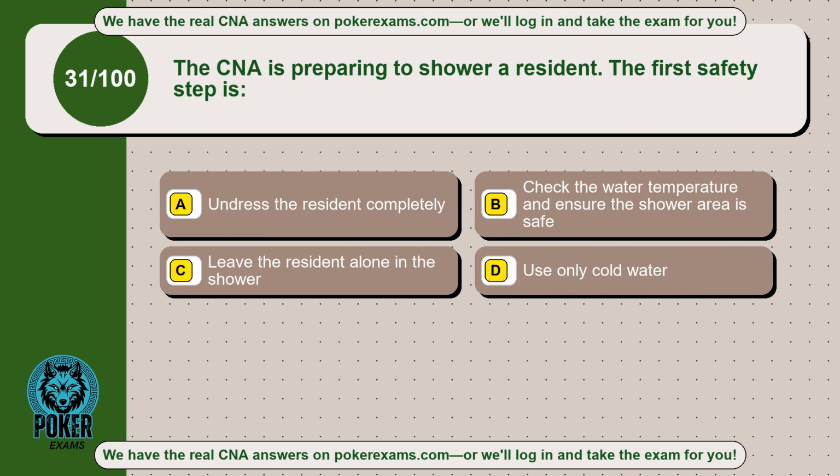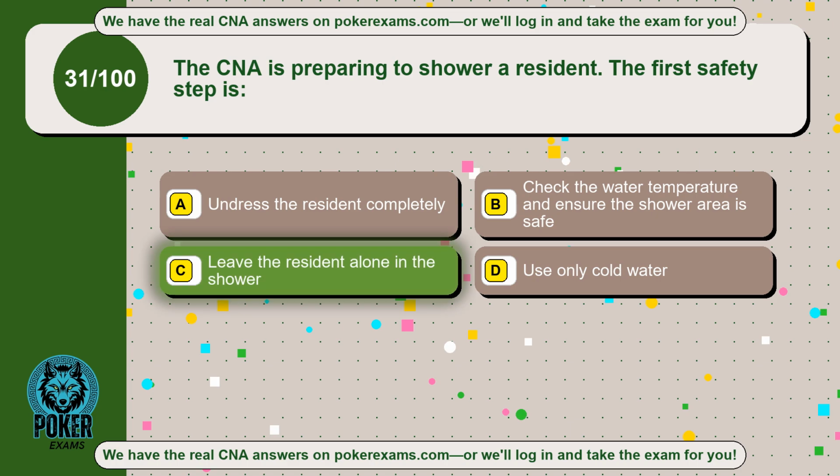Question 31. The CNA is preparing to shower a resident. The first safety step is: Option A, undress the resident completely. Option B, check the water temperature and ensure the shower area is safe. Option C, leave the resident alone in the shower. Option D, use only cold water.